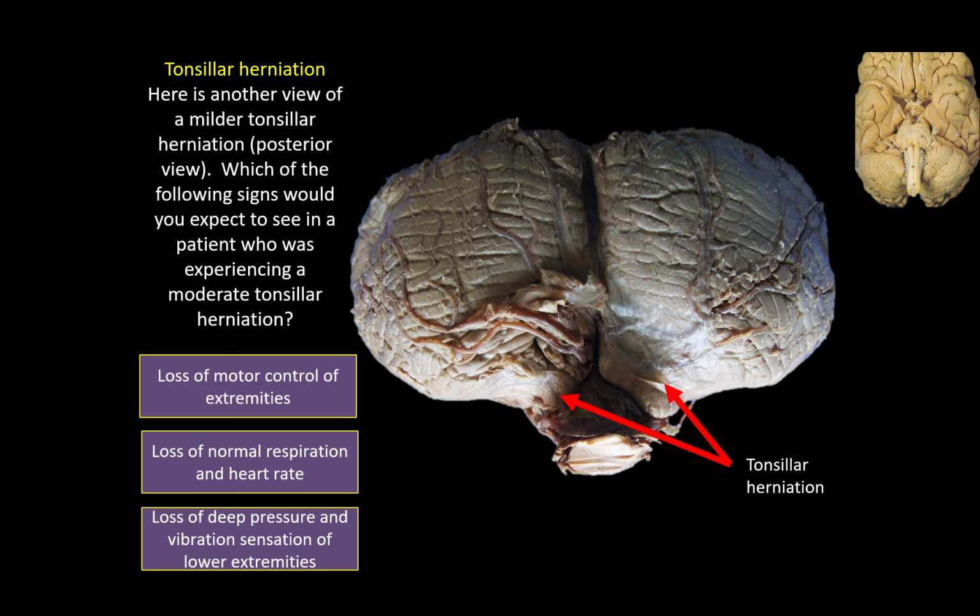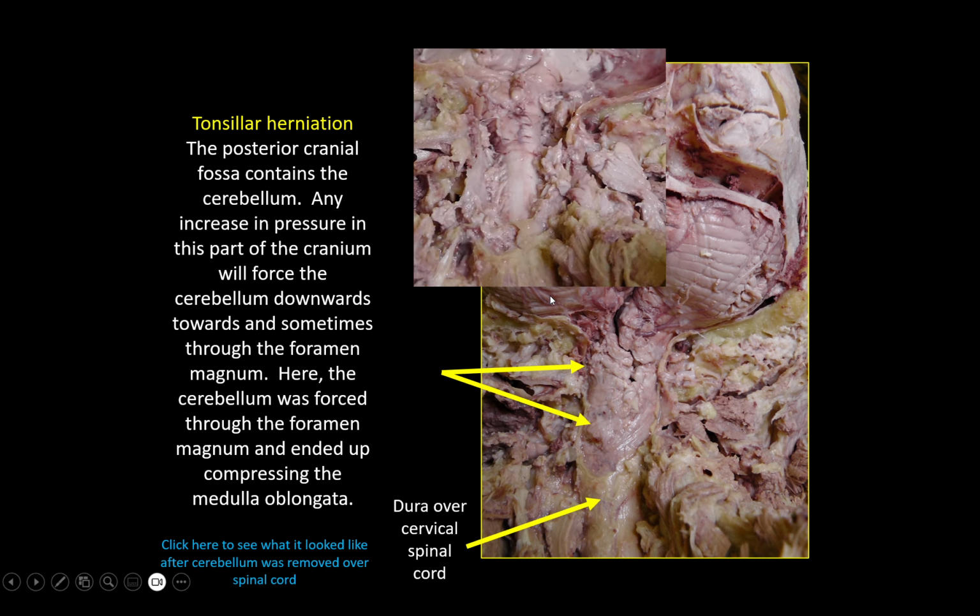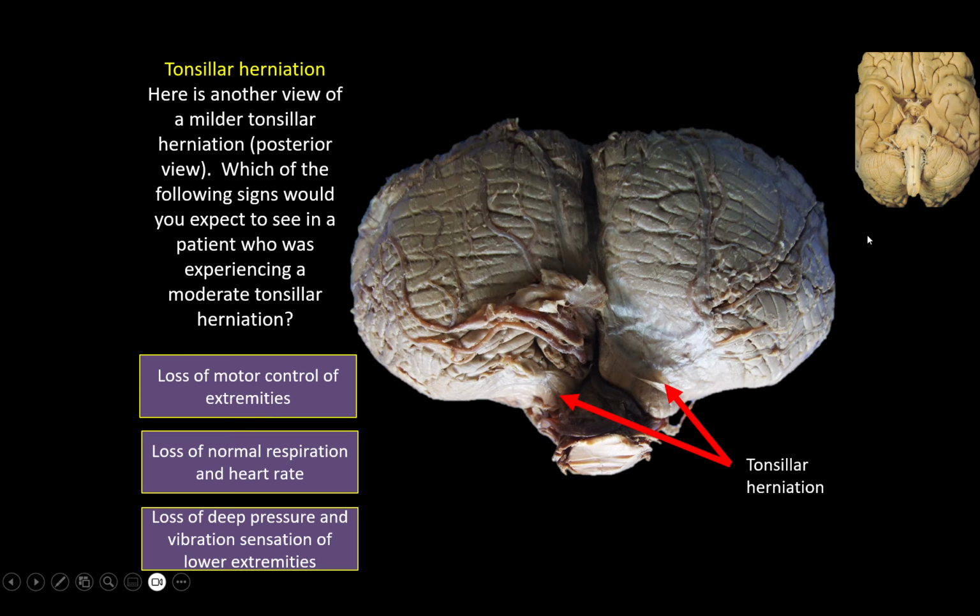And this is another view. Actually, I think I can click so you can see we removed the tonsils, this tissue that was compressing. Let's see if it works. No. Okay, there we go. So as I remove the tissue, you can see the medulla oblongata and the upper aspect of the spinal cord that was being compressed by the herniation.